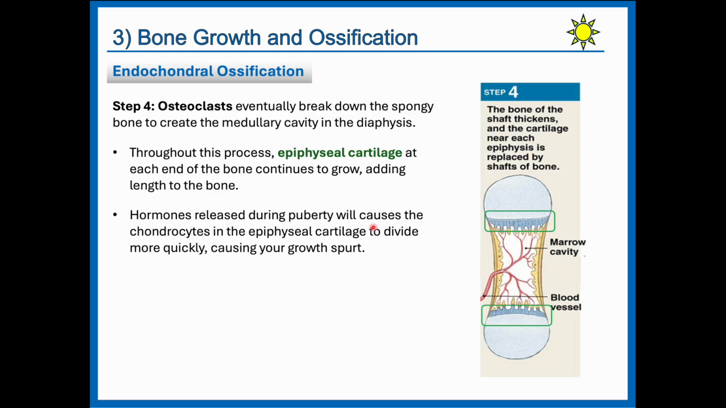Hormones released during puberty will cause the chondrocytes in the epiphyseal cartilage to divide more quickly, causing your growth spurt. So when puberty starts, these little cells, right, are affected by hormones like sex hormones, and that will cause the chondrocytes, boom, boom, boom, boom, to build even faster and grow faster. Okay.